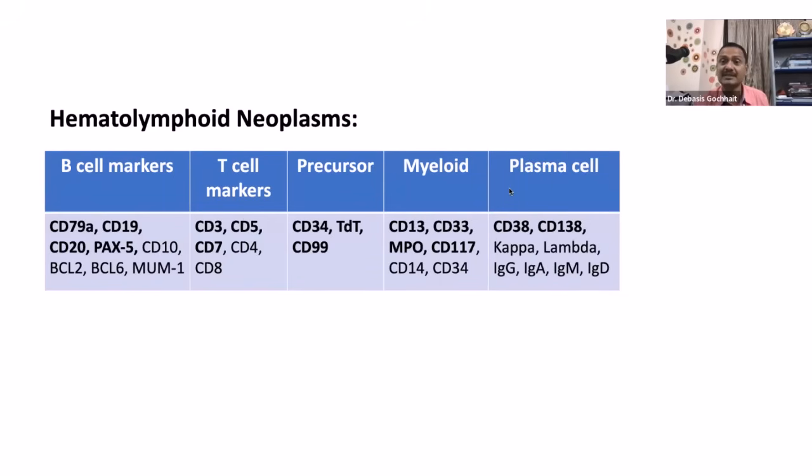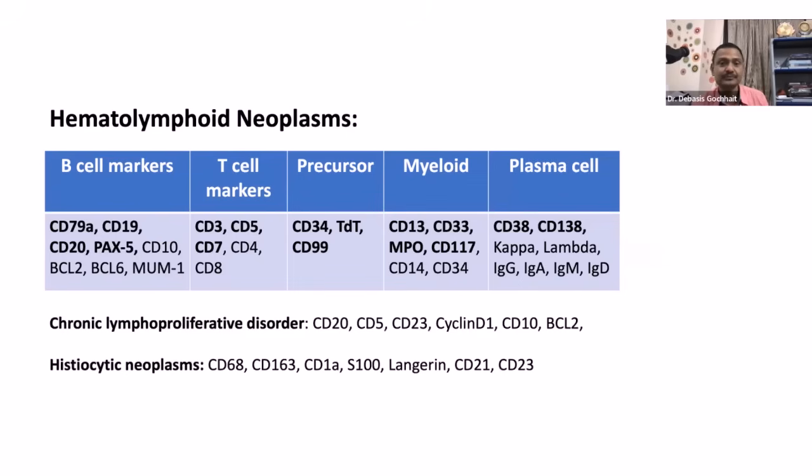Then you can have plasma cells. Remember, again, there's a NEET question. Plasma cells are positive for 38 and 138. These two markers you will have to remember. Plasma cells are 38 and 138. Very similar. 38, 138. Easy. And because plasma cells secrete immunoglobulins, they will be positive for kappa, lambda, and the heavy chain, light chain. Light chains are kappa and lambda, and the heavy chains can be positive. Depending on which tumor or which clonality, the specific antibodies will be positive.